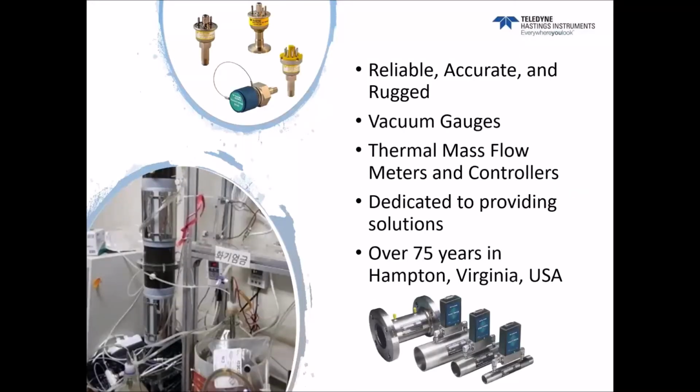Thanks, Orestes. And now just a few words about Teledyne Hastings. Our company is based in Virginia, USA. We design and build high quality, accurate, and rugged instrumentation for measuring and controlling gas flow and vacuum. In fact, our vacuum gauges are trusted around the world because of our reputation to be able to withstand the most demanding conditions, including over-the-road highway and rail applications, as well as laboratory and industrial environments.